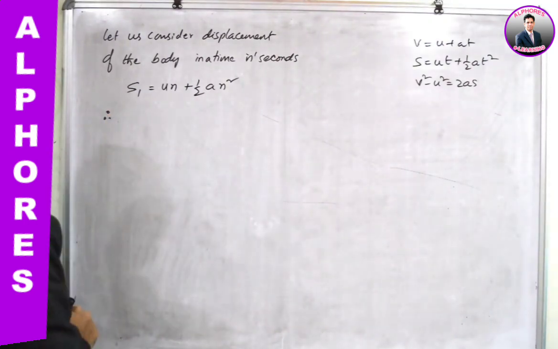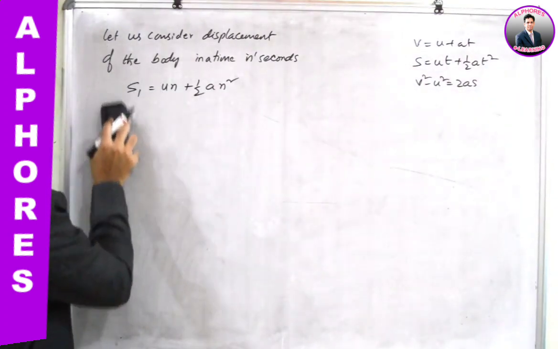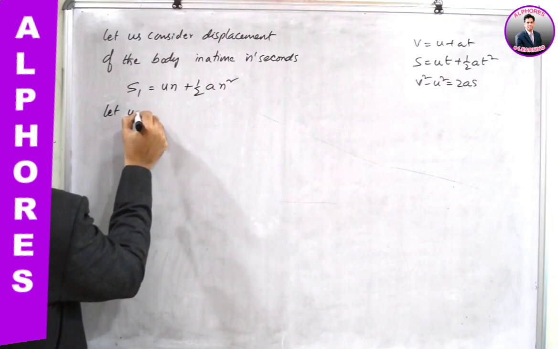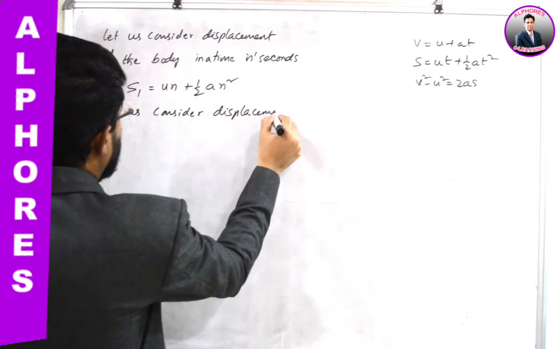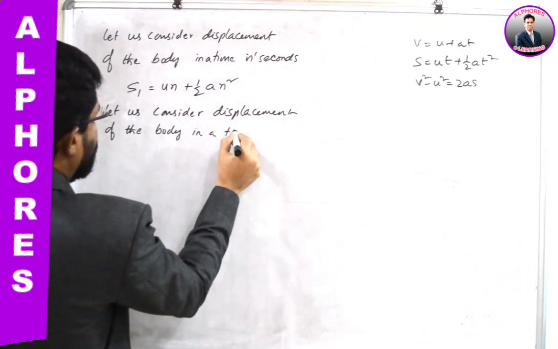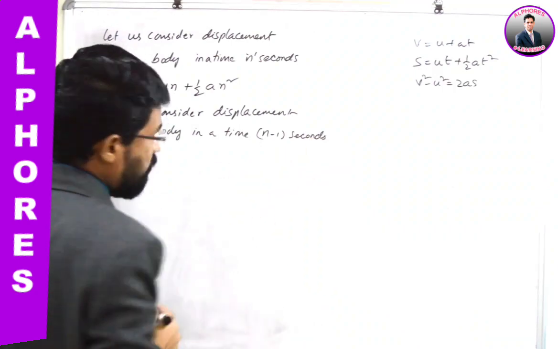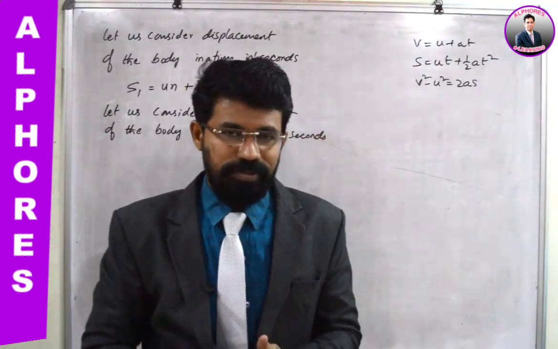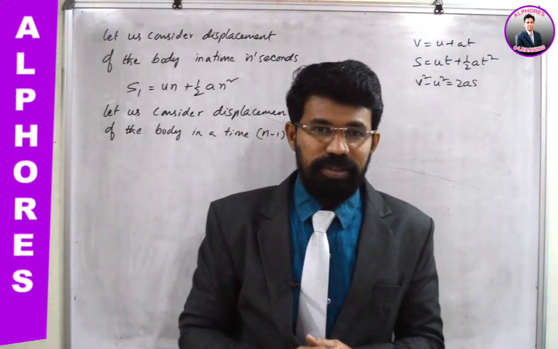Therefore, I'll consider one more situation. Let us consider displacement of the body in a time n minus 1 seconds. What I'm trying to do is find out how much displacement the body has undergone in the nth second. Distance or displacement, if it is traveling along a straight line, both are the same. Magnitudes will be the same.